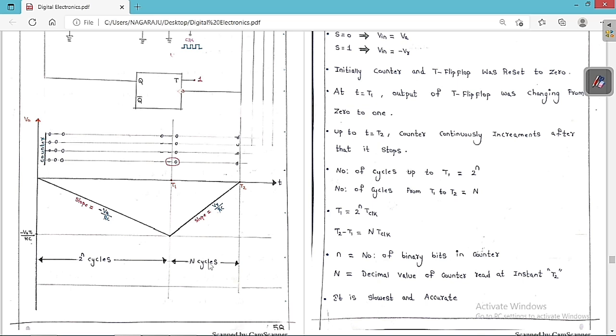Then what is the maximum conversion time? So this n can be maximum 2 to the power of n. So 2 to the power of n plus 2 to the power of n is equal to 2 times 2 to the power of n, or simply we can say 2 to the power of n plus 1. So the total maximum conversion cycles are 2 to the power of n plus 1 cycles.